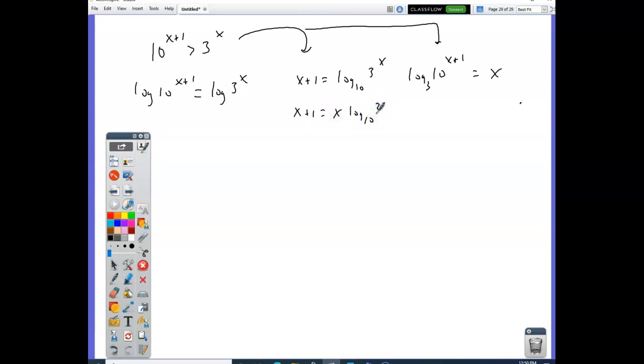Log base 10 is what? That's our normal button, isn't it? So hit log of 3. Let's see what we get. 0.4771.